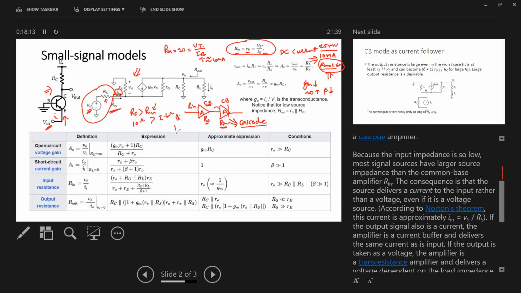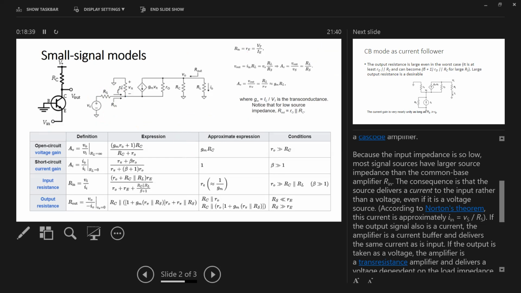Norton's equivalent is a current source in parallel with a resistance. That is the dual of the Thevenin's equivalent, which is a voltage source in series with a resistance. So the value of this I in is given as Vs divided by Rs. Now this I1 or Is is equal to Vs divided by Rs. That is the value of it.